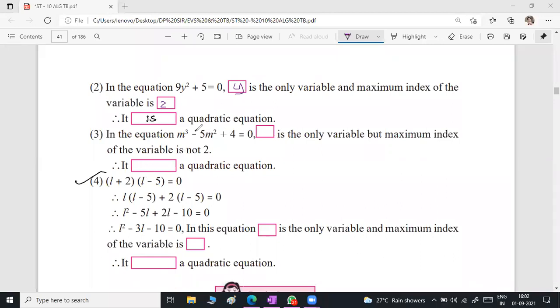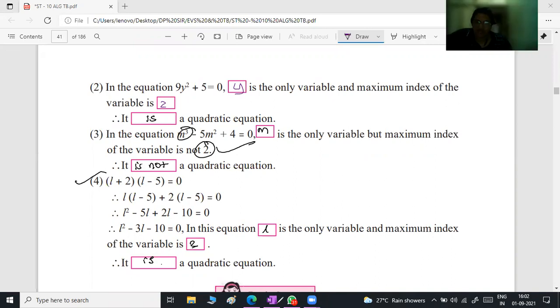Here m square, here it's cube. So m is the only variable. Maximum index is not 2 and therefore it is not a quadratic equation. Here in this equation, L is the only variable. Maximum index is 2. It is a quadratic equation. So this is the way of approach towards the question solving.